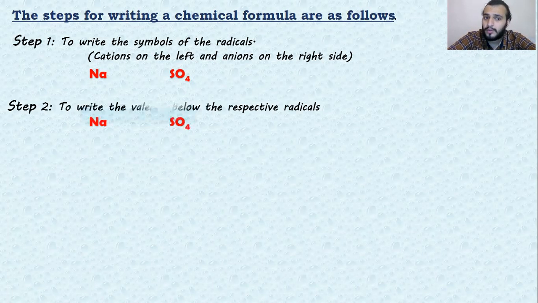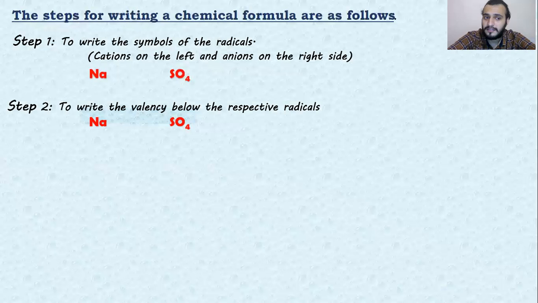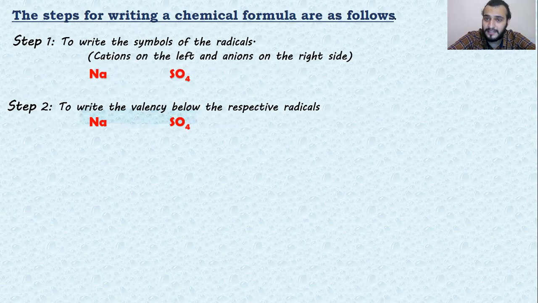Step number 2, below their symbol we have to write their valency. So below Na, that is sodium, its valency is 1, so below Na we write 1. And below SO4 we write its valency, which is 2. That is step 2, to write the valency below the respective radicals.